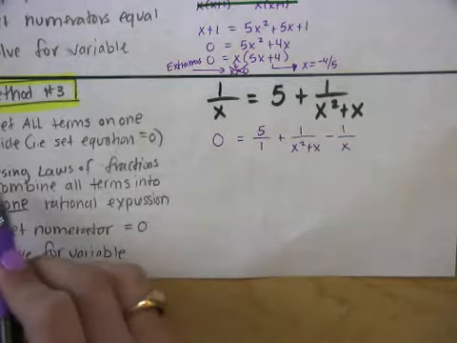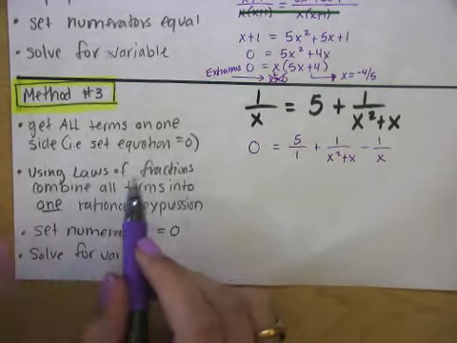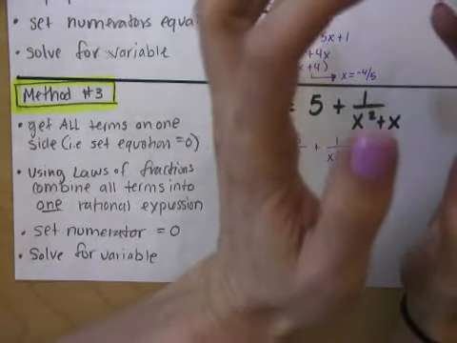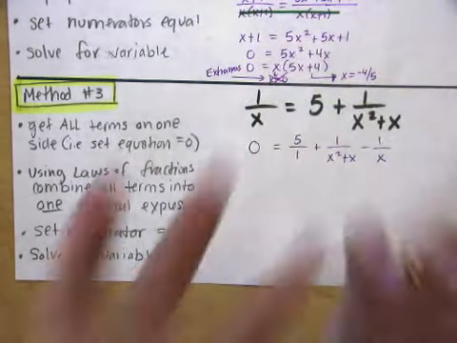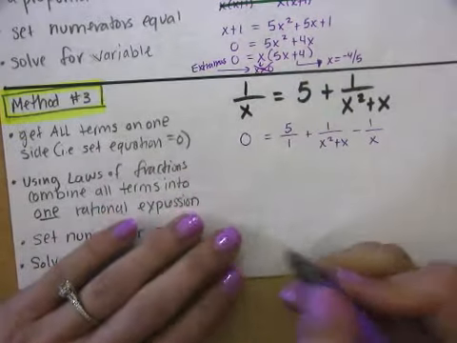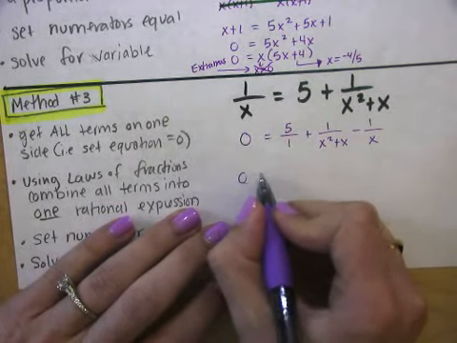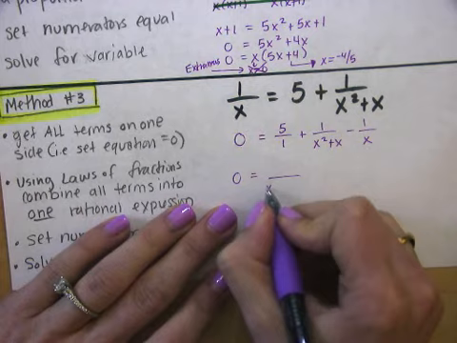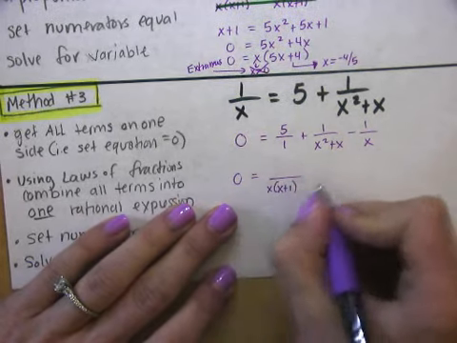All right, so in this case, next step says using the laws of fractions, or just algebra, combine all the terms into one rational expression. So get all these 3 and combine it into one fraction. That means that we have to find a common denominator. We already know what our common denominator is because we talked about it on the last problem. So it's x times x plus 1.